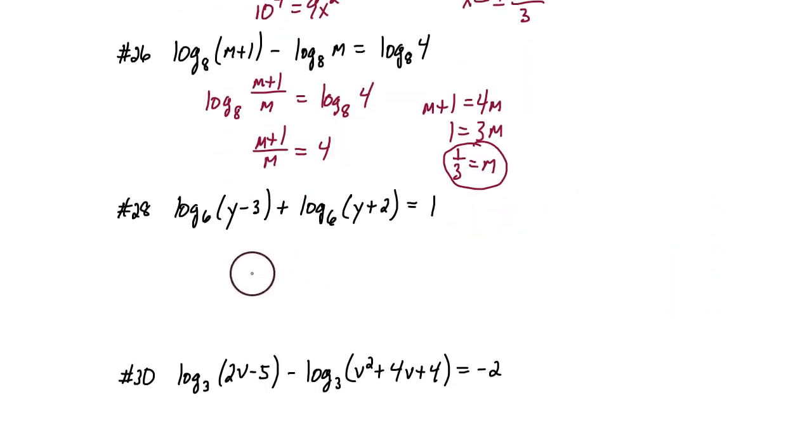Number 28, let's condense on the left side. This has an adding, so that means you multiply the arguments.